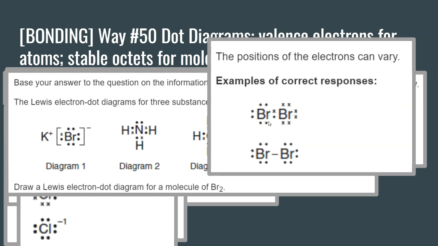Alternatively, you could draw the electrons separate, so we could distinguish the 2 electrons from the 2 atoms. Here the black dots come from this bromine and the X's come from this bromine. And notice that the pair of electrons being shared between the 2 atoms is represented by this X dot configuration.